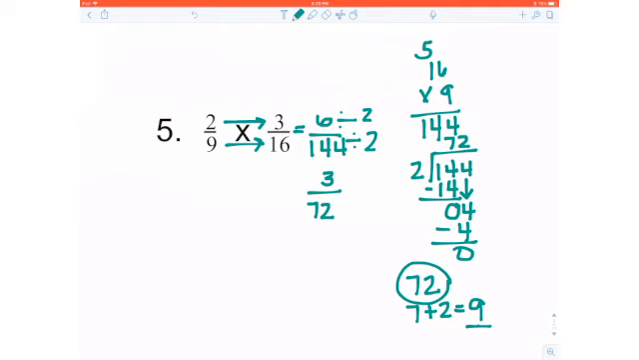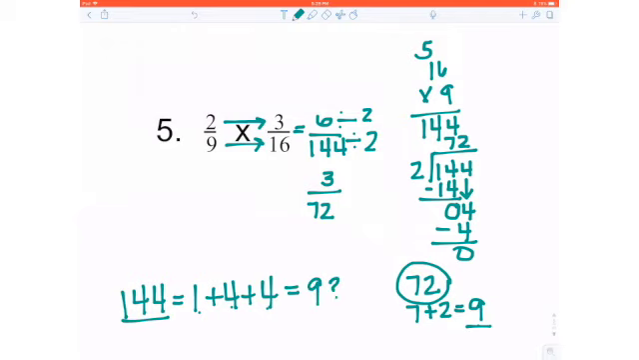So let me give you another example of this. 144 equals 1 plus 4 plus 4. I'm looking at the sum of all the digits in this number. 1 plus 4 plus 4 is 9. Can 9 be divided by 3? Yes, it can, which means 144 can be divided by 3. Does that make sense? I hope so.